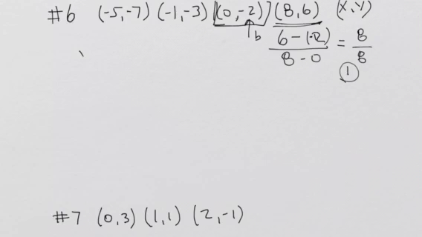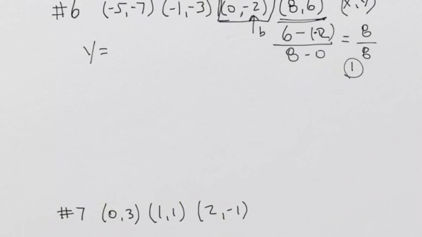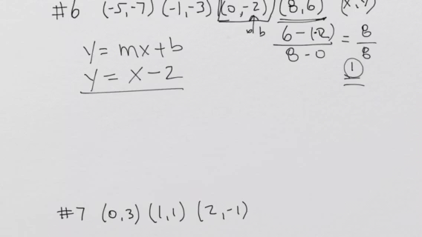So let's write this. y equals mx plus b. So we calculated the slope here. So y equals, the slope is 1, so that's just x. And then where did we get the y-intercept? It was over here, which was a minus 2. So here's the rule. y equals x minus 2.